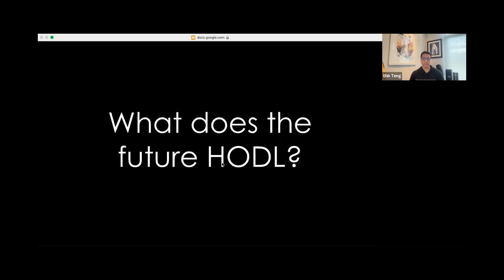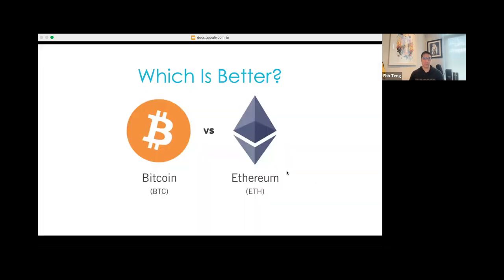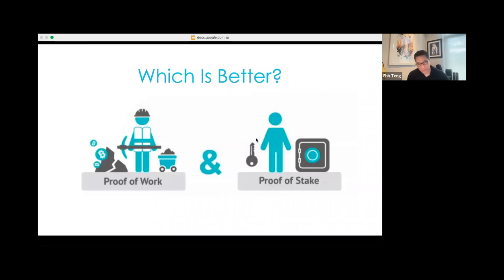So, you know, what does the future hold? Well, you have to start thinking about different blockchains, like which is better. There are ramifications to different blockchain protocols. Take Bitcoin versus Ethereum, the top two, right? At an energy level, or actually, before I get to the energy part of it, Bitcoin works off of a protocol called proof of work. Ethereum just moved over to something called proof of stake.